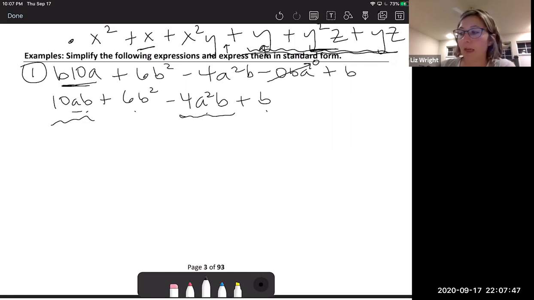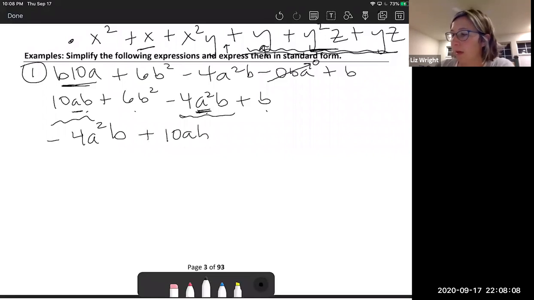So I'm looking at the A here and the A here. The A over here for a squared has a higher power on that A, so that term is going to come first, and I'm going to have negative 4A squared B. And then I'm going to add the 10AB, and then some 2 terms.